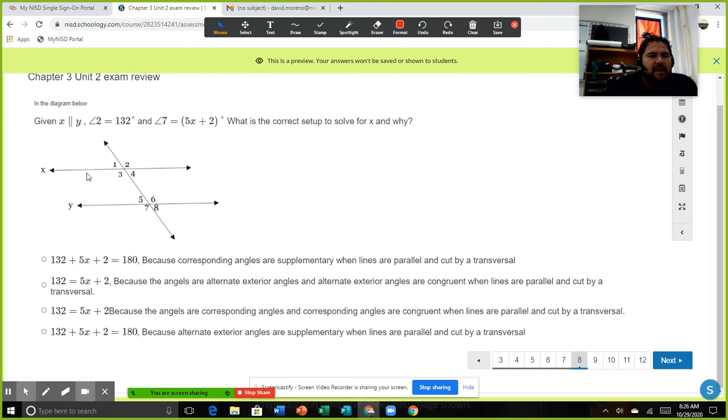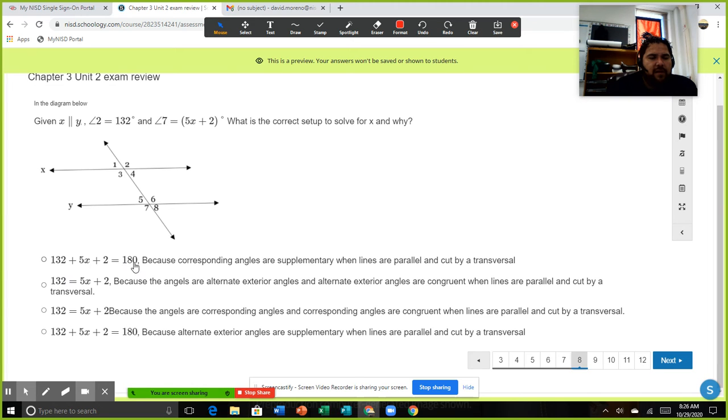Okay, it says given x is parallel to y and the measure of angle 2 is 132 degrees, the measure of angle 7 is equal to 5x plus 2 degrees. What is the correct setup for x and y? Well, let's look at angles 2 and 7. These lines are parallel, right? 2 and 7 are alternate exterior angles, and if you look at them, they're both obtuse. So that means they're congruent, right? So we set them equal to each other because alternate exterior angles are congruent. So we set them equal.